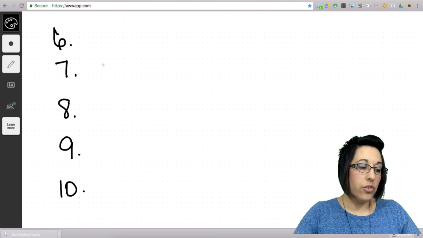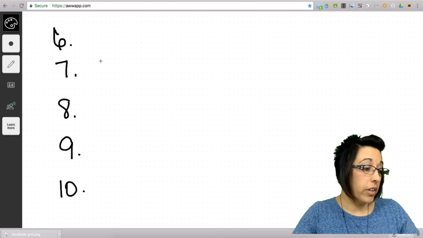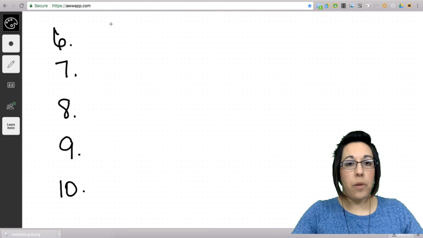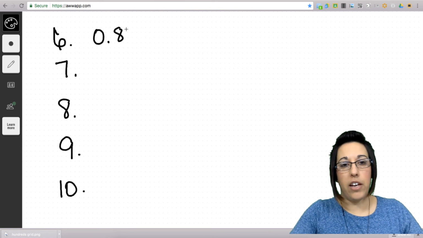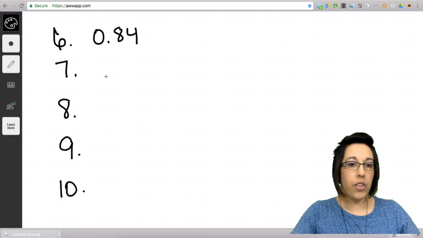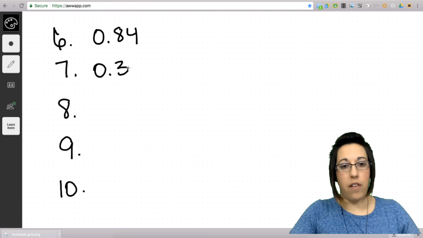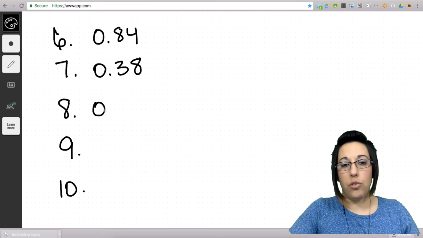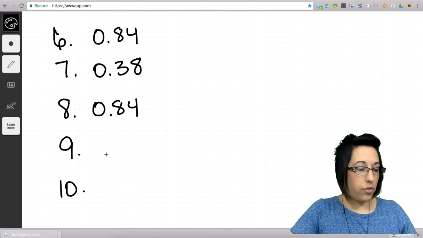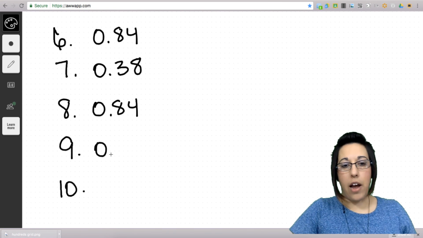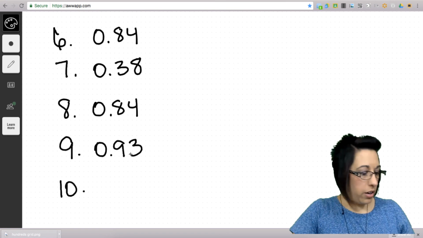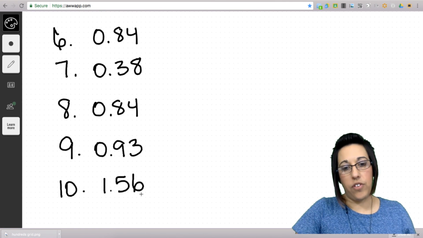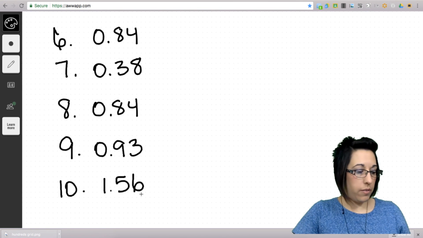You should have the hundredths chart and the area models filled in on your paper before you are listening to check. For number 6, you should have 84 hundredths. For number 7, you should have 38 hundredths. For number 8, you should have 84 hundredths. Number 9, you should have 93 hundredths. And number 10, you should have 1 and 56 hundredths.